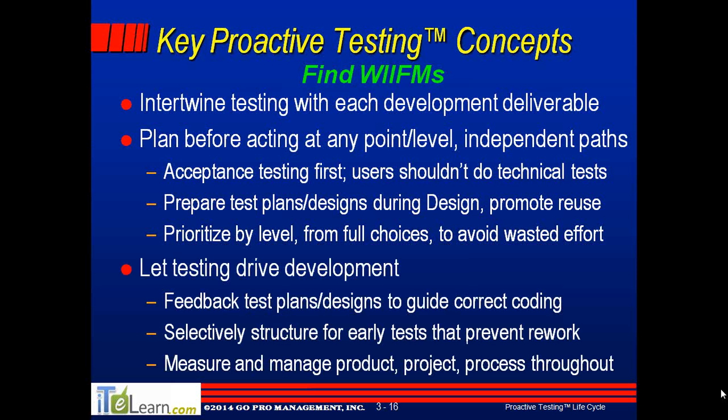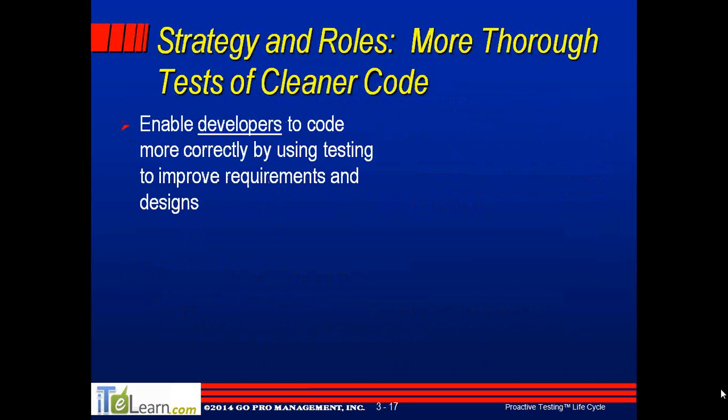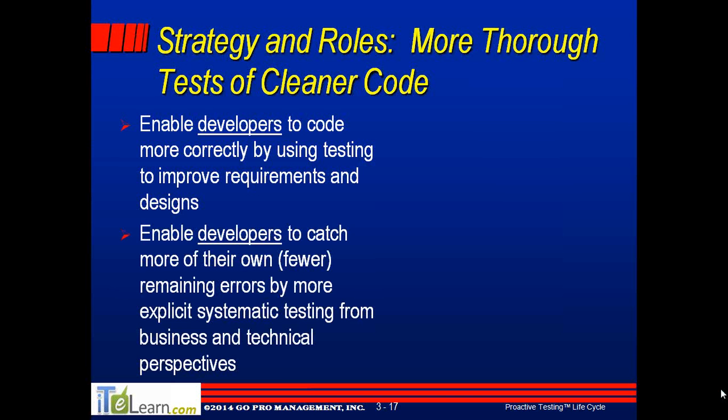And out of this, we let testing drive development, which once again is not a political statement, it's a knowledge statement. We let testing information help the development process do a better job. And out of all of this, we enable the developers to do more things right and to catch more of their own problems. So the defect that can be fixed quickest is the one that's not created at all. The next quickest is the one that the developer finds himself or herself.